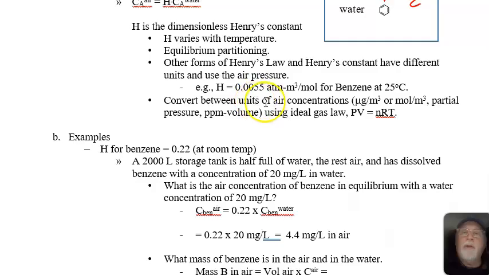We can convert between the units of air concentration, mass concentration. Concentrations in air are often quite low, so we use things like micrograms per cubic meter, or we might use moles per cubic meter. Partial pressure and parts per million volume are the other ways. Mass or molar concentration, partial pressure, and parts per million are the different ways to represent the units in air concentrations. And that's beyond the scope of this course. We can convert between those using good old PIV-NERT, the ideal gas law, PV equals nRT.